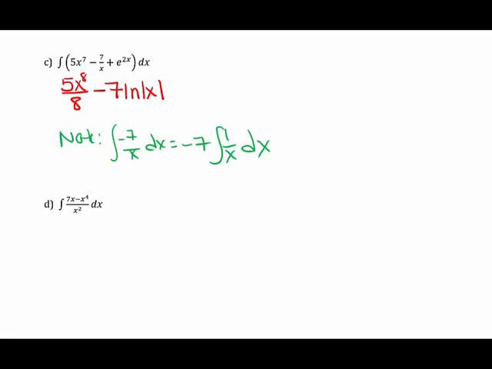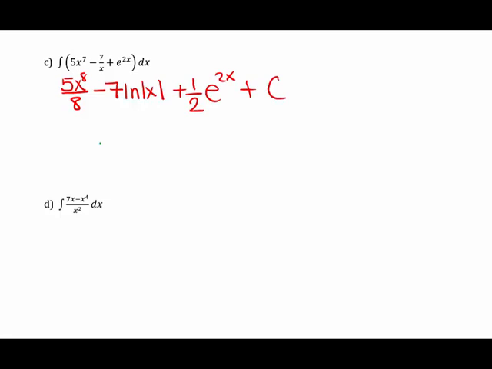So again, with that term, what I was really doing is pulling the negative 7 out front so that I would have a 1 over x. Okay, last term, e to the 2x is going to become a 1/2 e to the 2x, and then plus c. There's nothing else I can do with that. That's my final answer. Part D, let's see, we have a quotient.